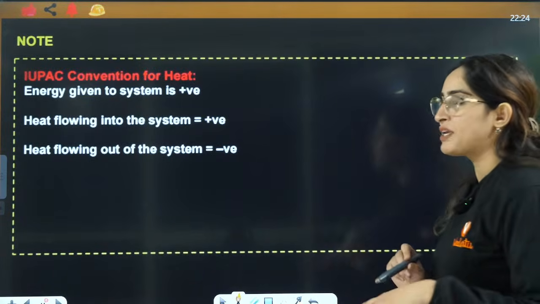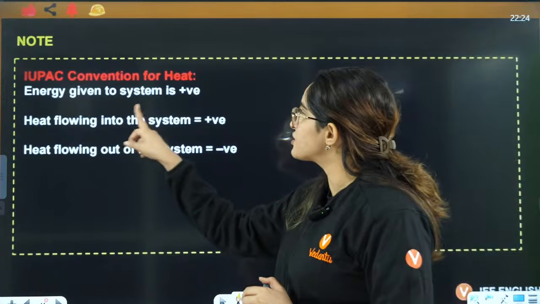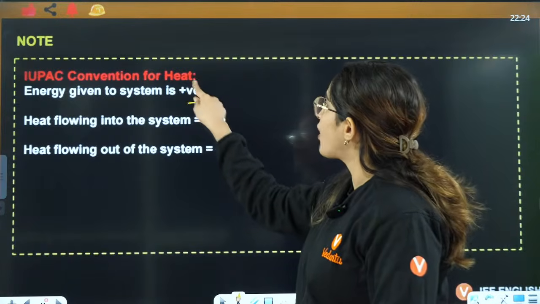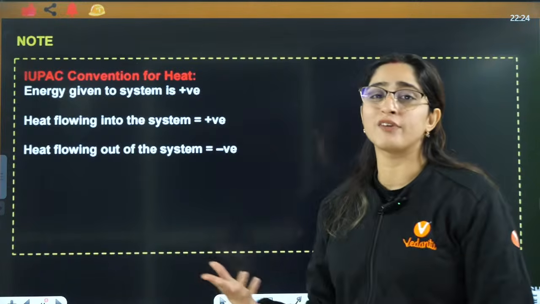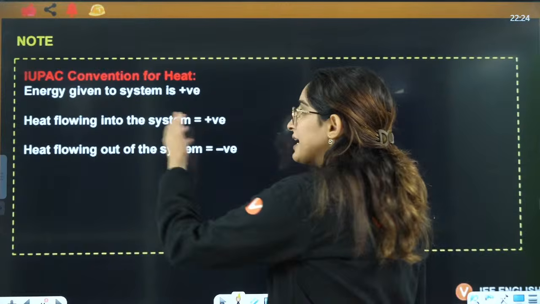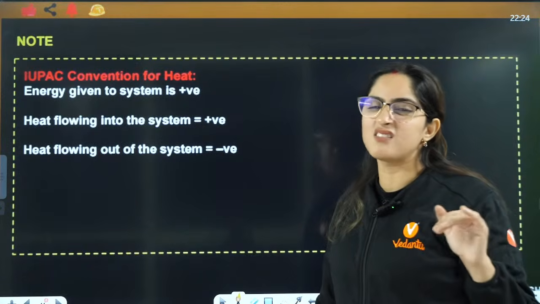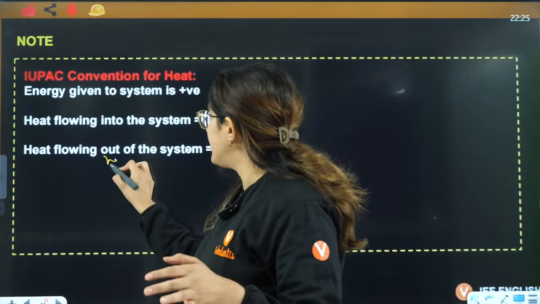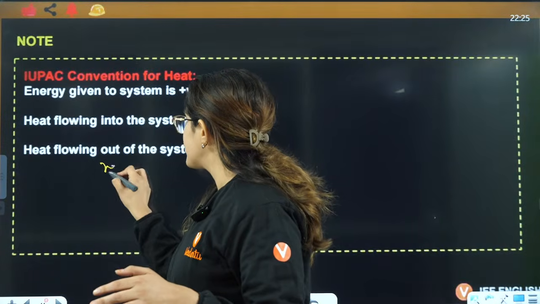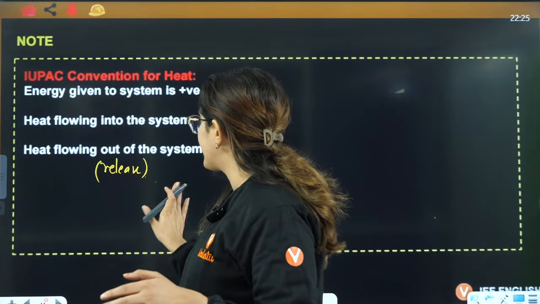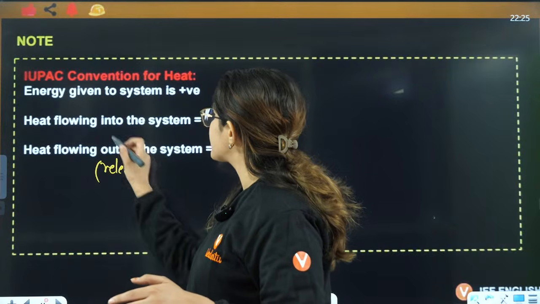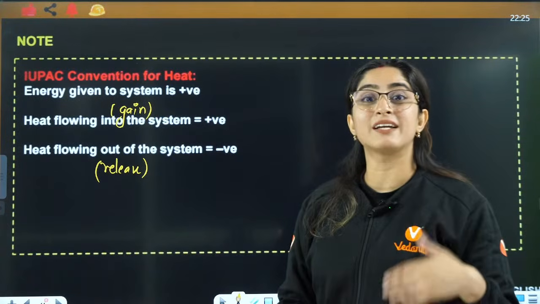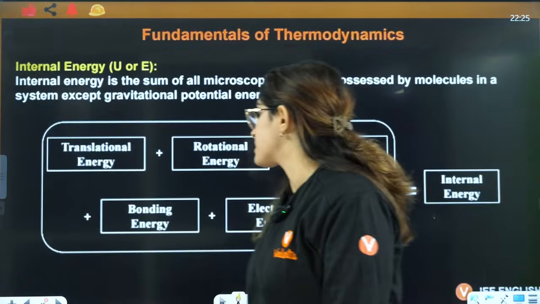So the IUPAC convention of heat is that energy given to the system is positive. If you give something to someone, they will feel happy. So it is positive. That means when heat is released by the system, the system feels negative about it. So whenever the system has to release heat, it is negative, and whenever the system has to gain or absorb heat, it will be positive, right?